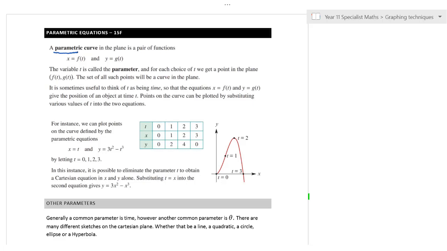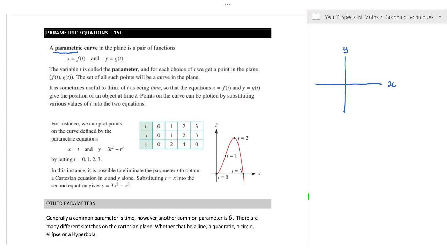We can have different parameters. By the end of it, we're going to introduce the relationship between parametric and Cartesian. Cartesian comes from René Descartes, a French philosopher and mathematician who came up with the Cartesian coordinate system, which of course means we have x, y. So there's a relationship between these parameters and a Cartesian equation.